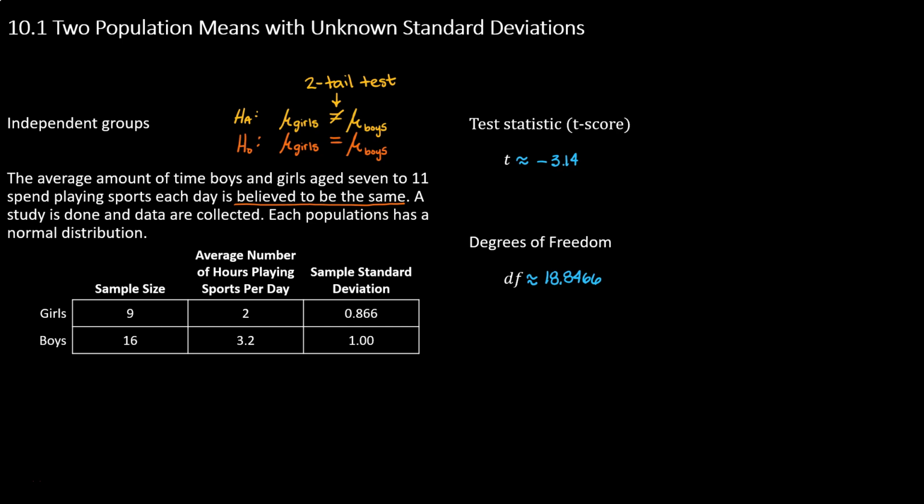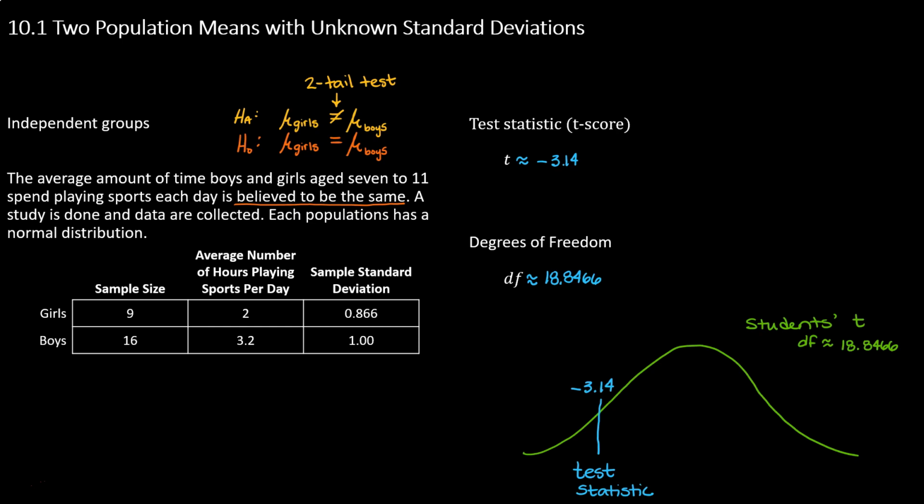With those two bits of information, we're ready to do a two-tailed test where we calculate the p-value from our test statistic and compare it to our significance level of 5%. Looking at a student's t-distribution with the degrees of freedom that matches our sample data, we can place our test statistic in the left tail. We're doing a two-tailed test, and our test statistic is left of center, so our area in the left tail will give us half of our p-value.